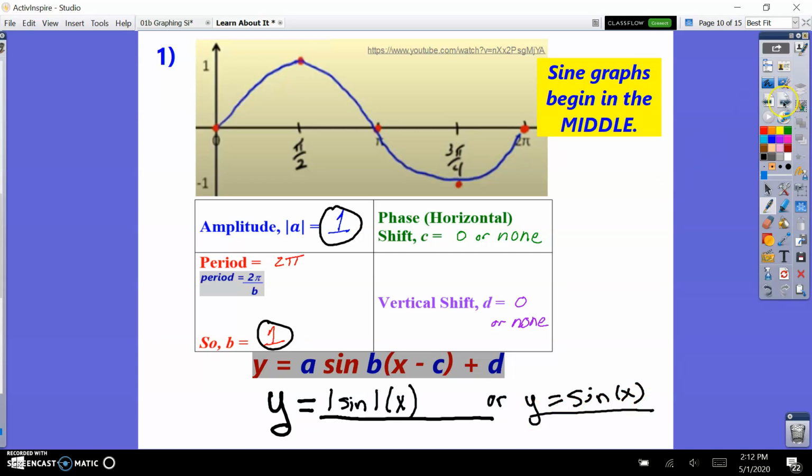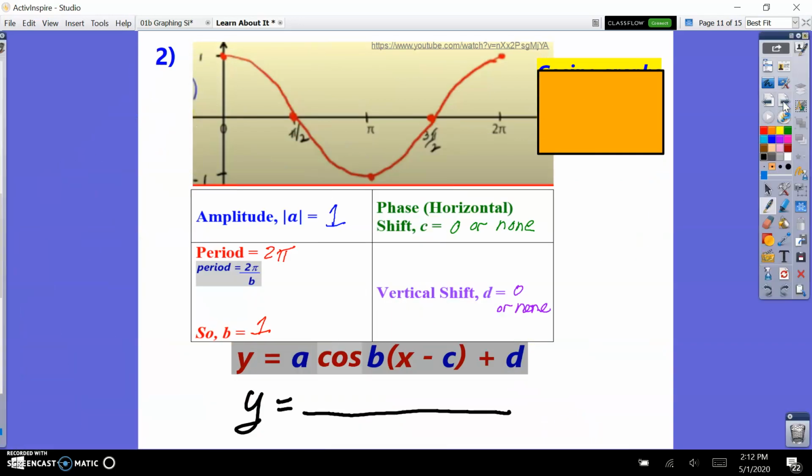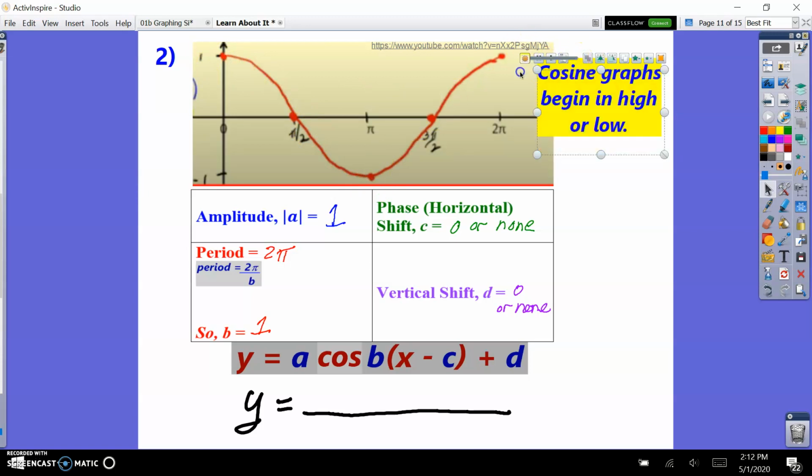Okay, moving on to problem 2. So problem 2, this is starting up high, high, middle, low, middle, high. And so therefore, this is going to be a cosine graph, okay? So again, we've already identified our different values from video 1. Our amplitude is 1, so we'll put a 1 there. We have cosine, because this can be a cosine or a sine right here. So 1 cosine, our b value is 1.